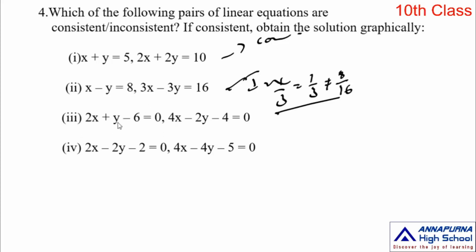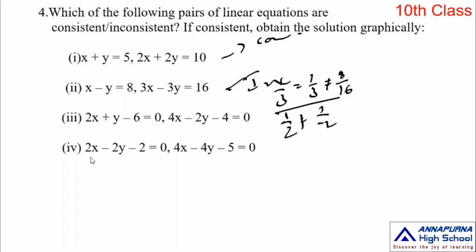These are consistent, and the third pair is 2x plus y minus 6 is equal to 0, 4x minus 2y minus 4 is equal to 0. So a1 by a2 is equal to 1 by 2, and b1 by b2 is equal to 1 by minus 2. So they are not equal. a1 by a2 is not equal to b1 by b2. That means the graphical representation is intersecting lines. That means the pair of linear equations has a unique solution and they are consistent equations. That pair is a consistent equation and you find its solution graphically.